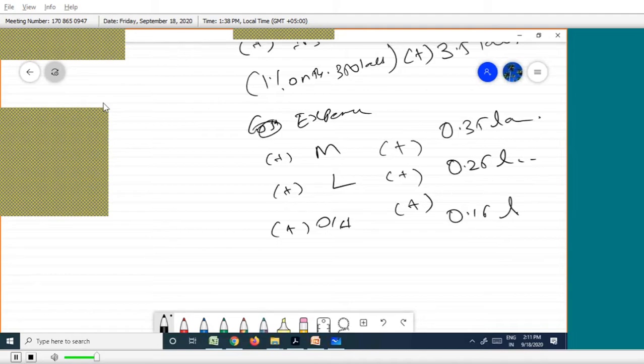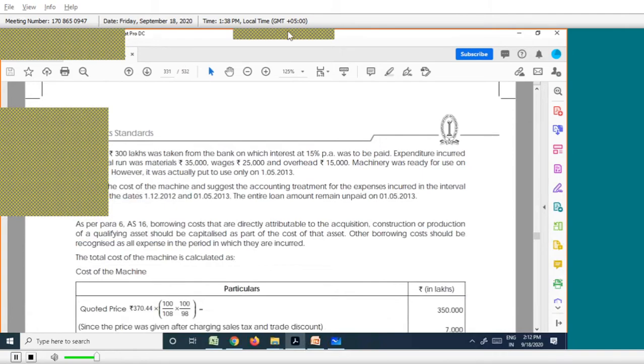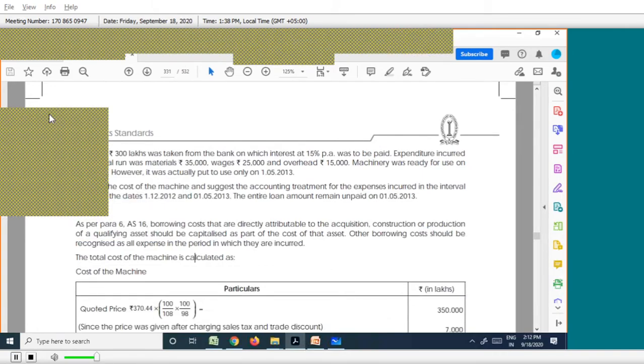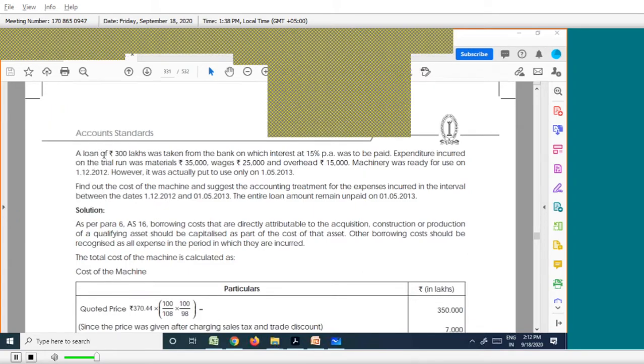That also I will discuss now. That is why this topic is there. We are studying it for interest purpose only, so we should be aware about that.